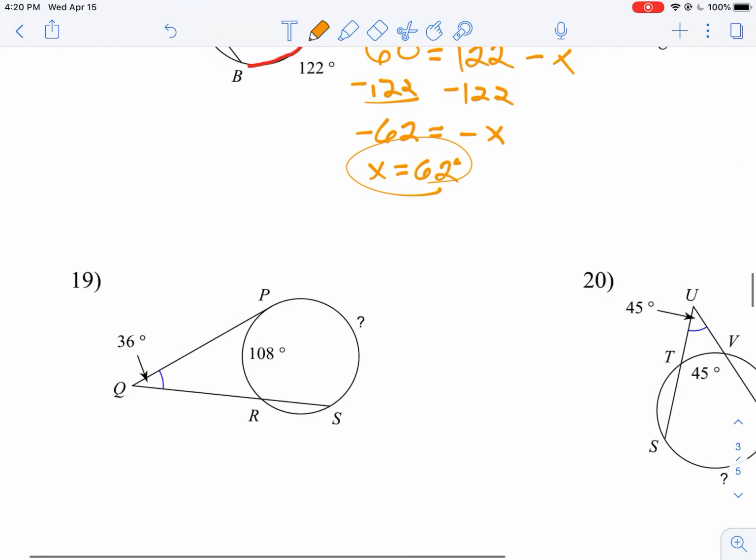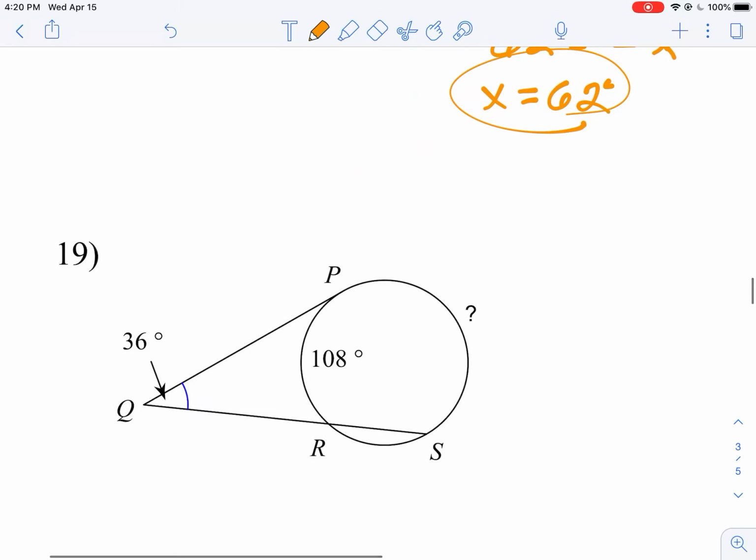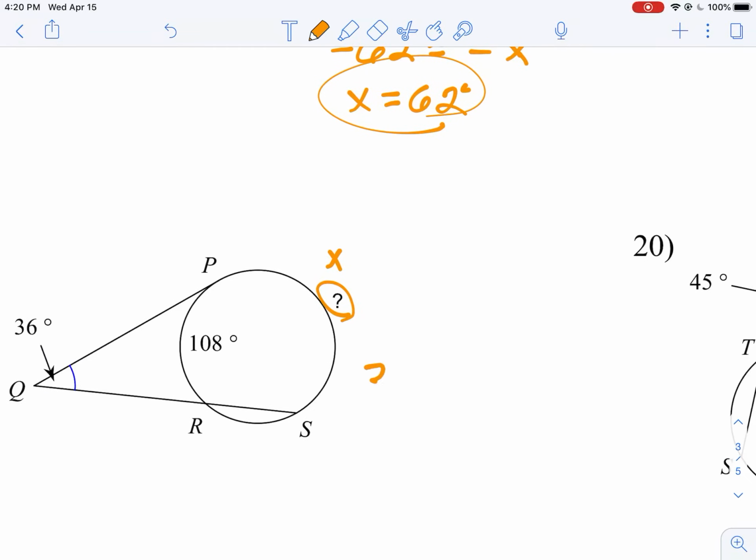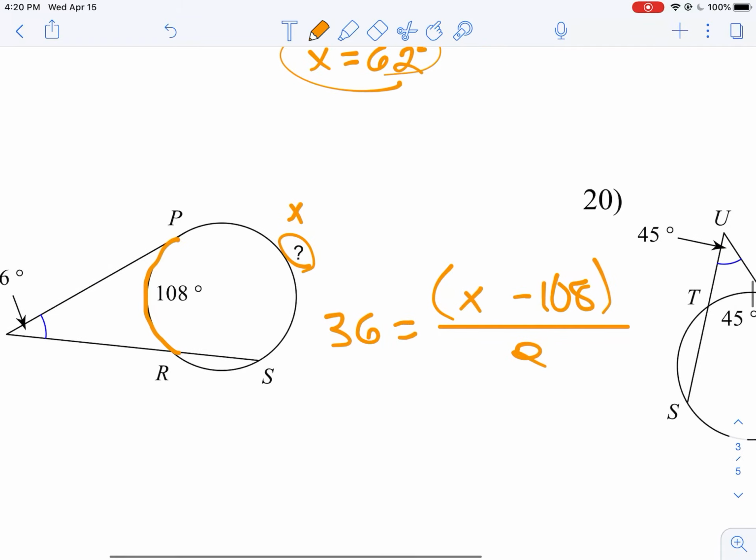Now, let me do number 19, where it's almost the same, except this time, the big arc is the x. So see if you can see the difference. So the angle is 36, equals, big arc is now my x. I don't know the big arc, so I call it x, minus my small arc, 108, divided by 2. Again, my first step is to multiply both sides by 2. So I get 72 equals x minus 108.